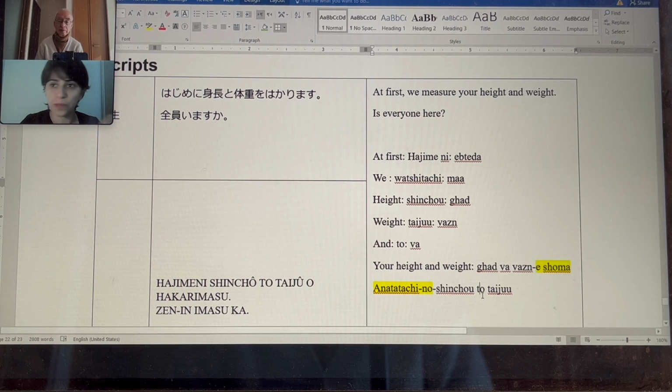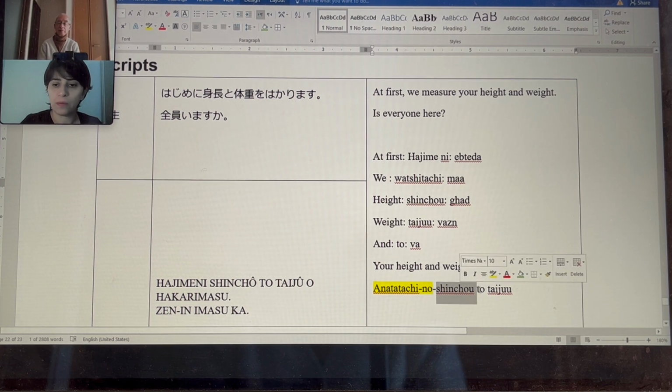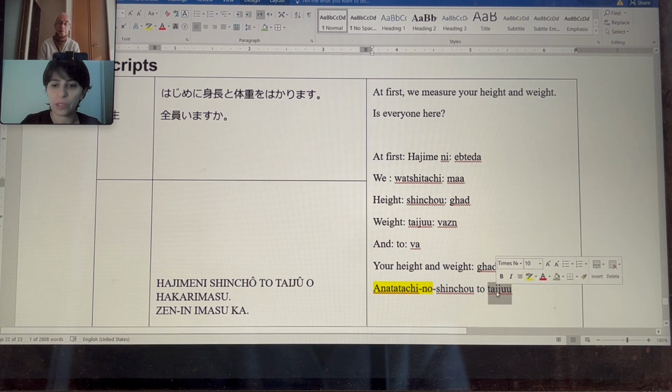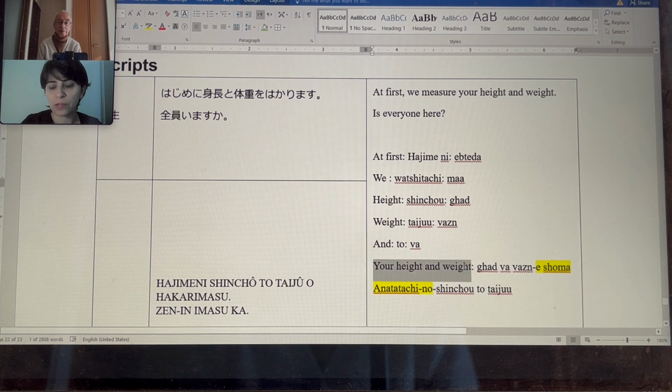In Japanese you bring it in the beginning, right? Before the direct object phrase. But the possessive pronoun in Japanese comes before. In Persian it comes after. So, qad o vazn-e shoma, anata tachi no shinchou to taijou.